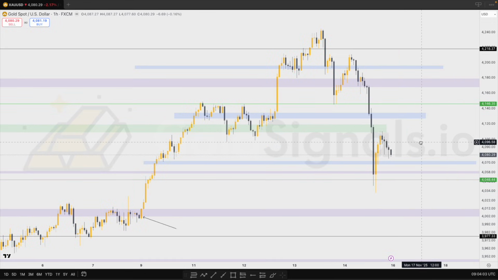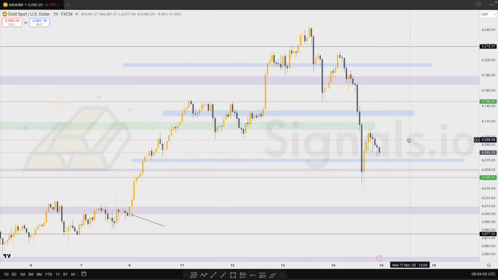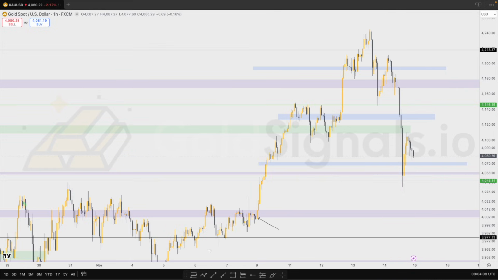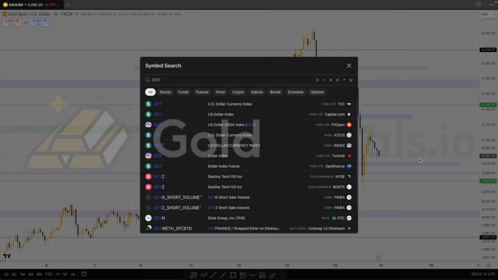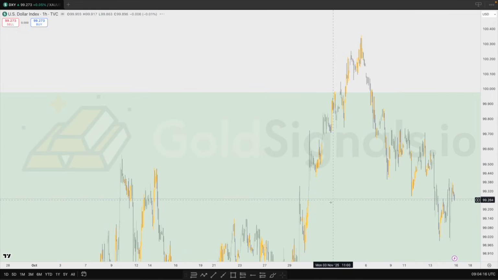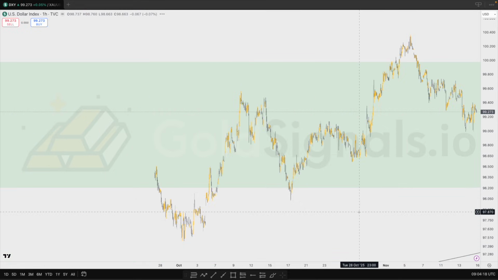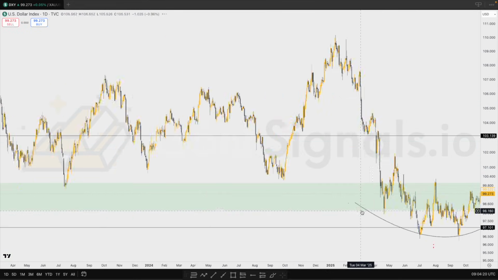So back to the topic at hand, where could we expect gold to go from here? So obviously we've seen that big bullish push, and then we've seen this sort of massive bearish correction. What I do want to do, just to get a little bit of information, and remember this is my first time looking at gold with you, so all this is new to me as well.